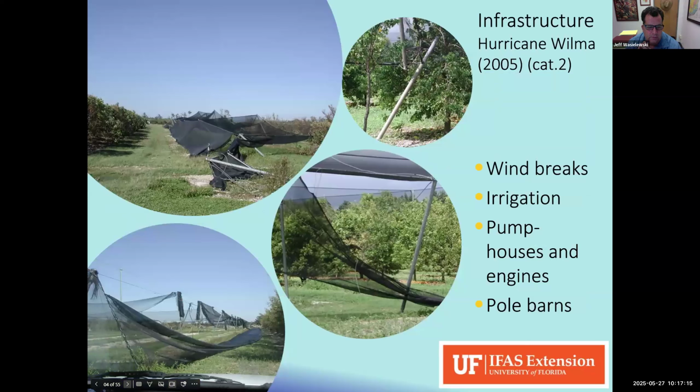So not only trees, but your infrastructure. Hurricane Wilma, another Category 2, but look at the damage in those shade houses. So things that can help, or things rather that are going to get broken up, could be windbreaks, irrigation, pump houses, engines, and pole barns. And here you see the shade houses.